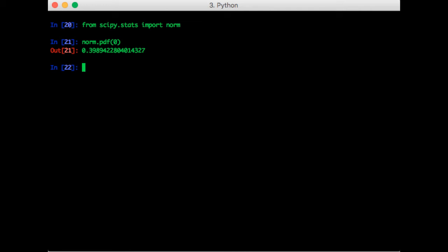Of course, you might be working with a Gaussian that has a mean other than 0 and a variance other than 1. So you can pass in those arguments into the PDF function as well. So norm.pdf, x equals 0, mean equals 5, and standard deviation equals 10. Note that the scale parameter refers to the standard deviation and not the variance. So this is a standard deviation of 10, which corresponds to a variance of 100. And as expected, this has a much smaller probability density.